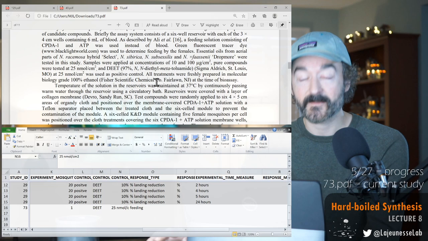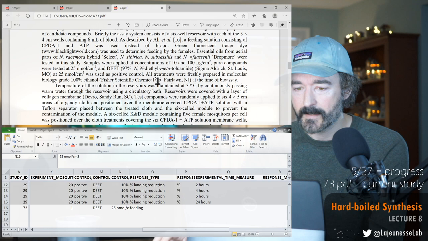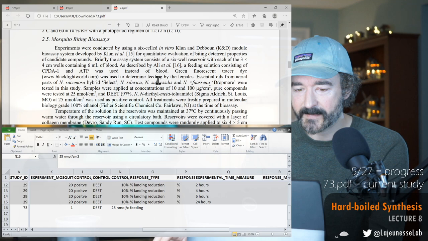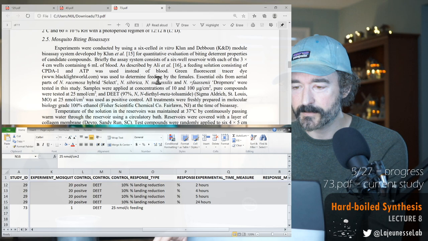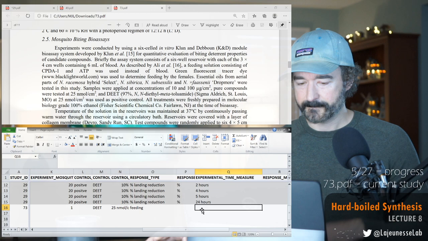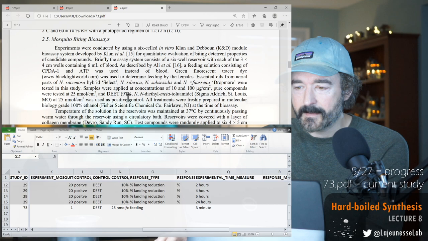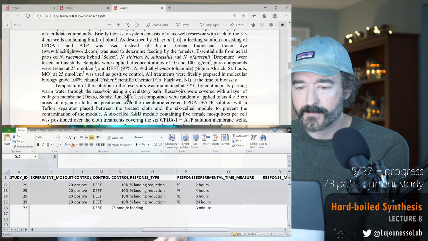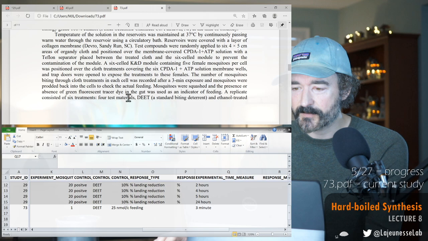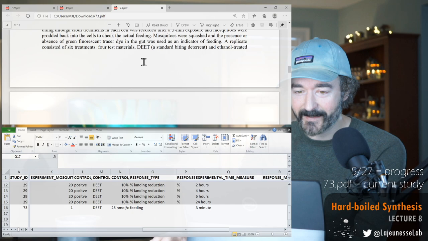Samples. Age of mosquitoes. 3 minute exposure. All right, zipping through this. Dye. Samples were applied in concentrations. Reservoirs covered in layers. Mosquitoes were squashed, and the presence of a dye was used as an indicator of feeding. All right, destructive sampling.